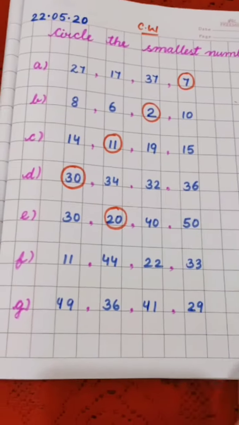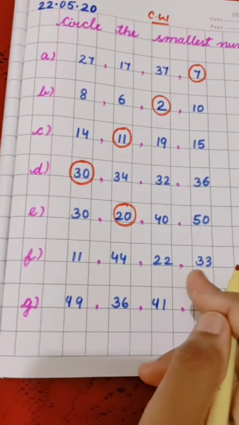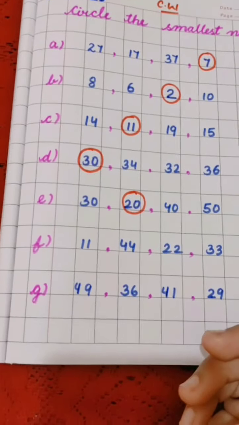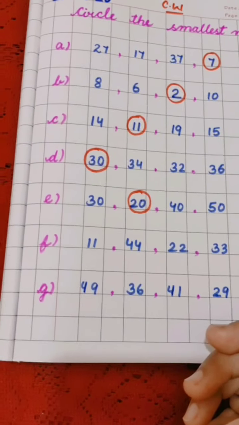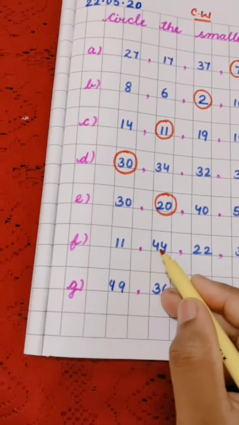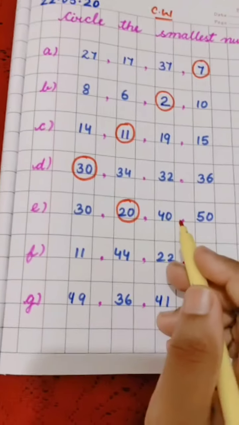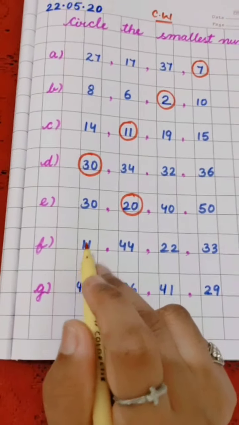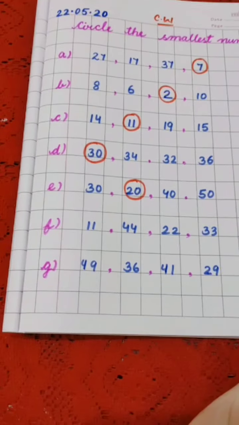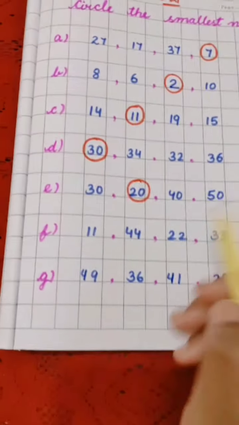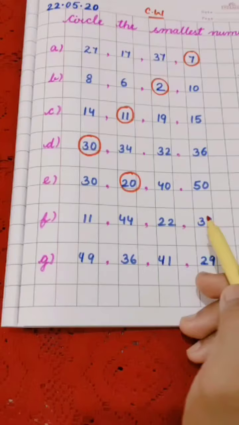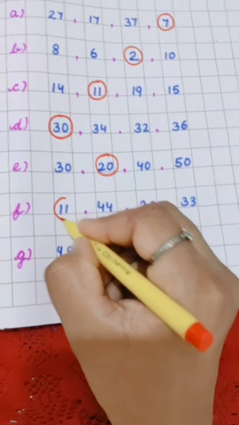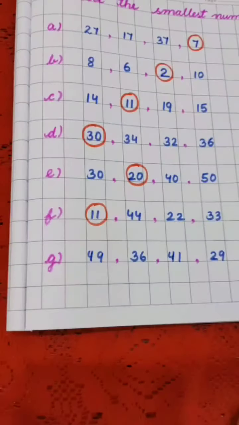Next, F. Now you tell me. We have 33, 22, 44 and 11. Which is the smallest number? 44? No, that comes later. First comes 11, no? Then 11, 12, 13, 14, 15, 16, 17, 18, 19, 20, then 21, then 22, and after 22 comes 33, then 44. So which is the smallest number over here? 11 is the smallest number.